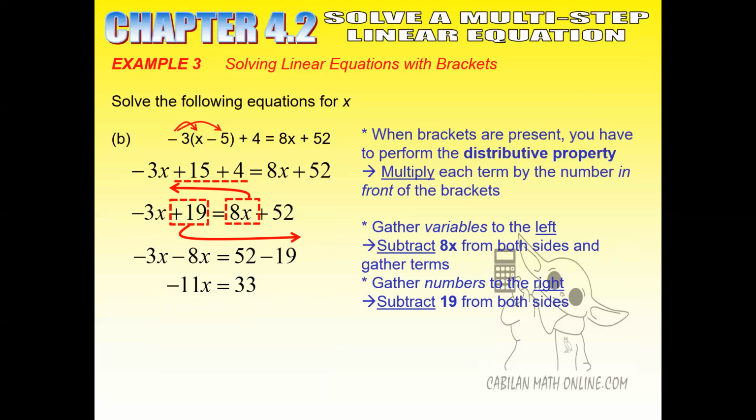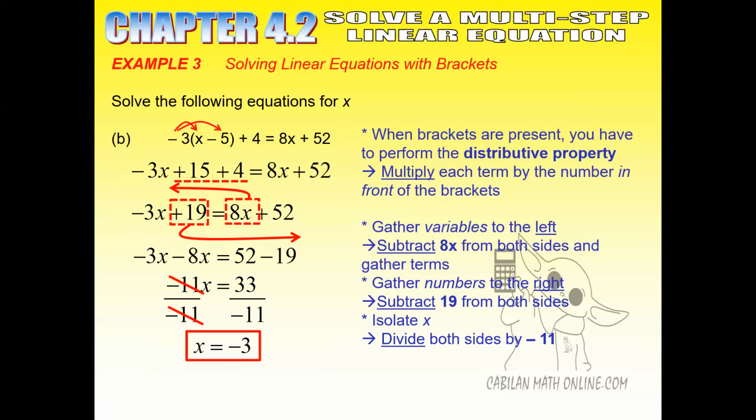And last but not least, we now divide both sides by the number attached to the x, which in this case here is -11. Cancels out the two -11s on the left side there, and that will give me x is equal to -3. All right, so again, that question there is the combination of what happens when we have brackets and what happens when we have letters on both sides of the equal sign.